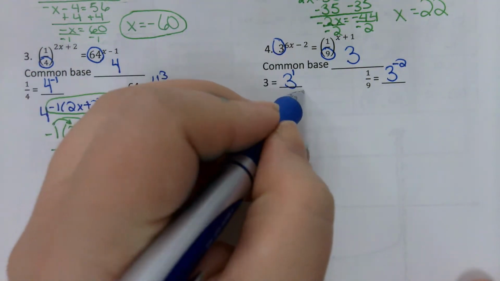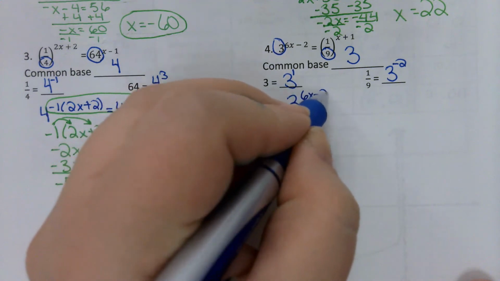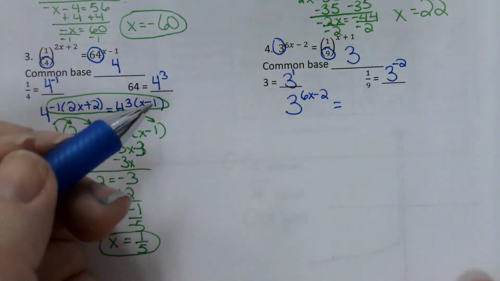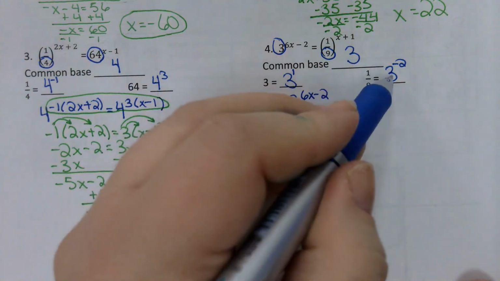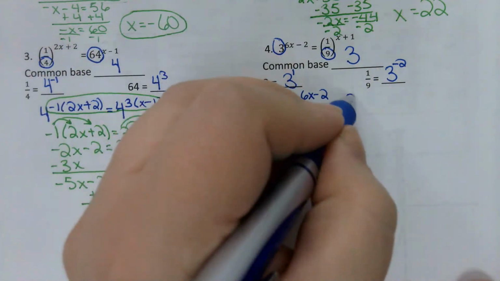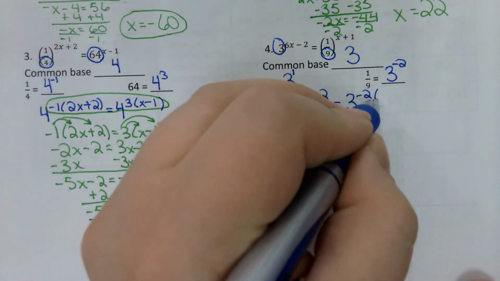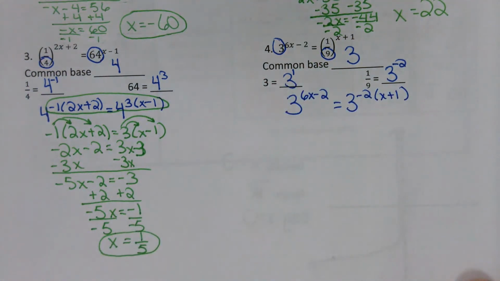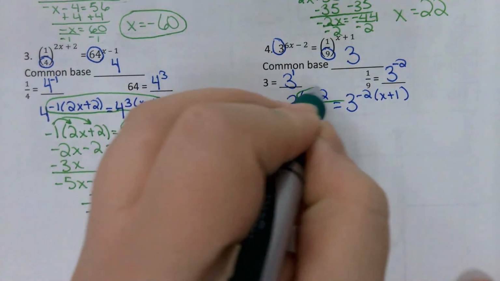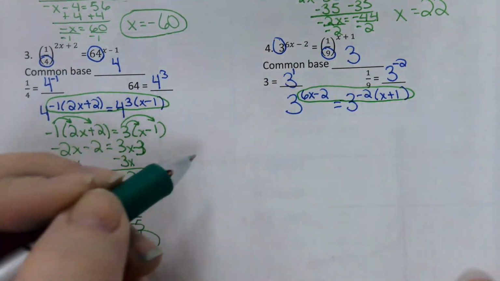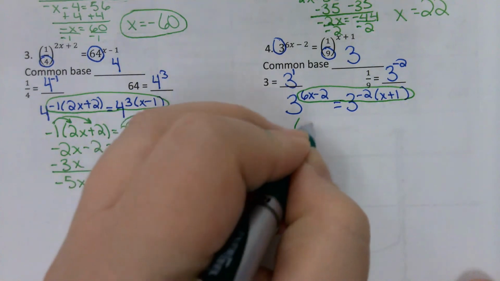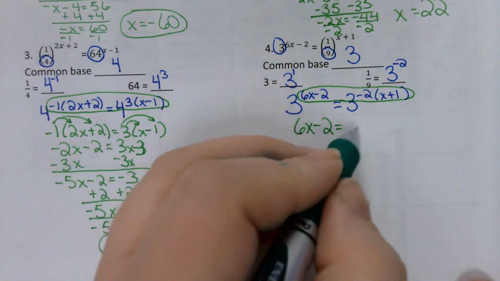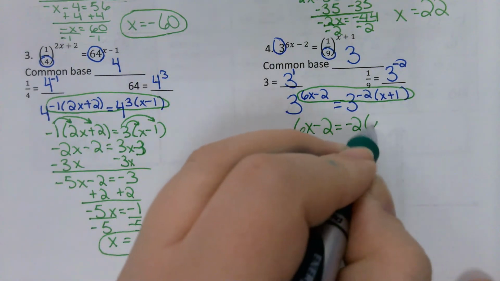3 will remain the same. It already had a base of 3. And 1/9 will become the equivalent number of 3 to the negative 2. And we'll leave x plus 1 in parentheses. Now that their bases are the same, we'll set their exponents equal to each other. 6x minus 2 equals negative 2 times x plus 1.